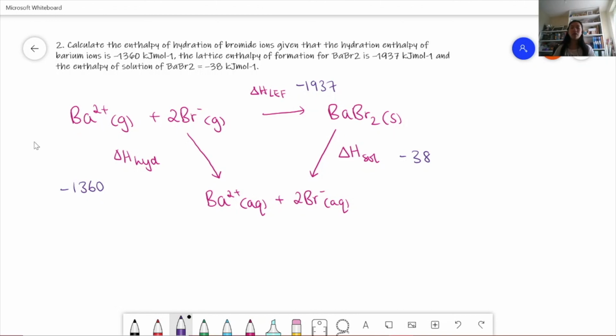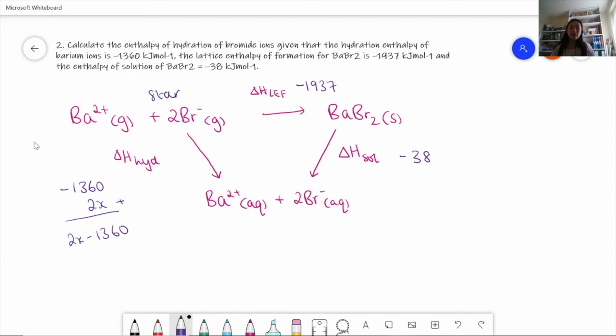And so because we're forming 2 moles, that means we need 2 times this unknown value. So I'm going to call the unknown value x, and we're just going to add 2x onto the minus 1,360. So this is 2x minus 1,360. And now we can use Hess's law to work out this x.